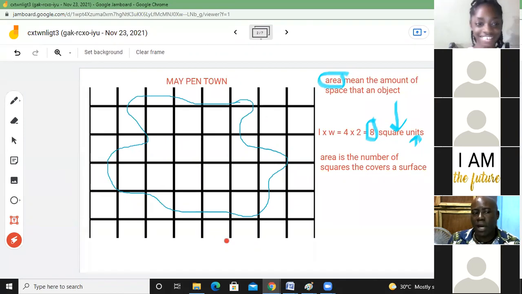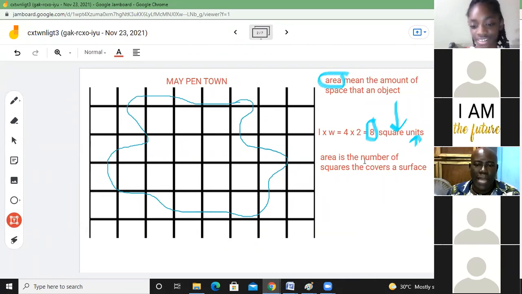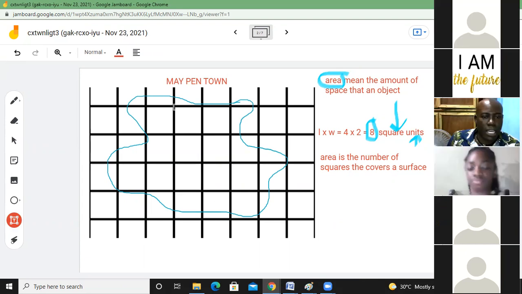Excellent. Tyrese, listen to what Mia said. The fact that area has to do with squares covering a surface, why not let us count the squares in this? And that is what the world does. You might not know, there is no country in the world that has a length and a width. Think about it. There is no country, no district that is so neatly gridded off in length and width.